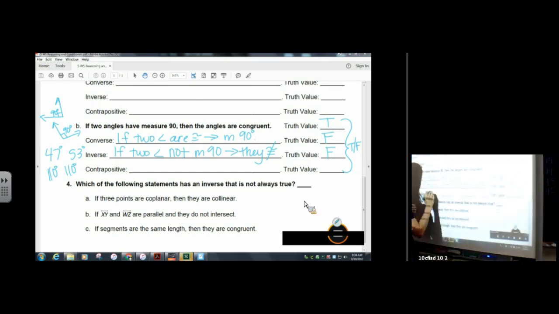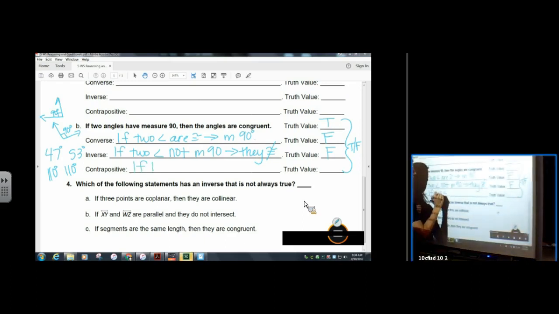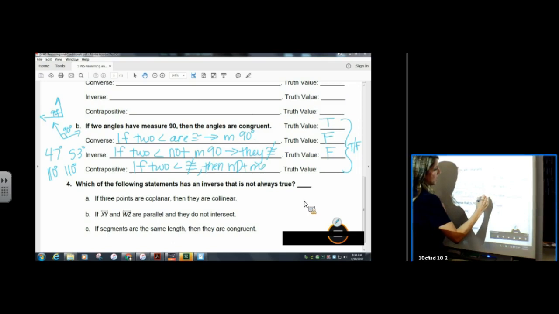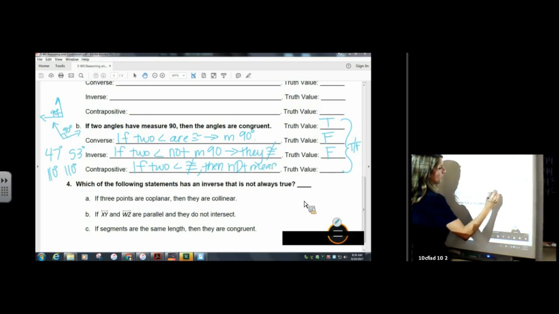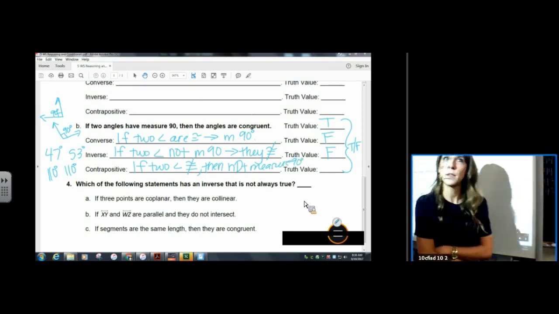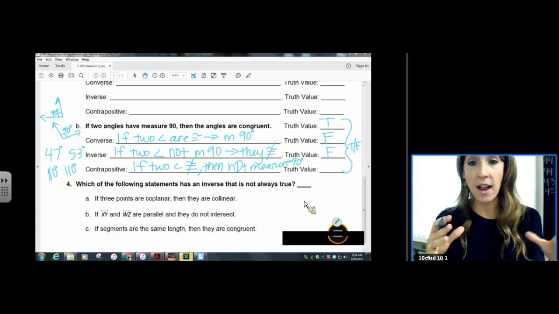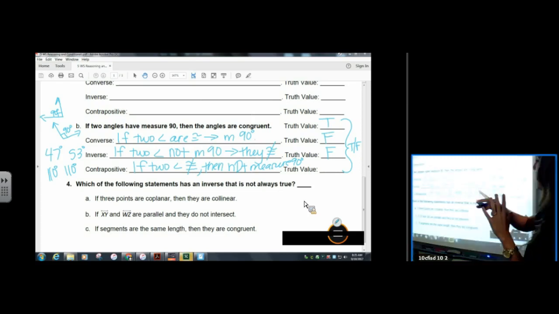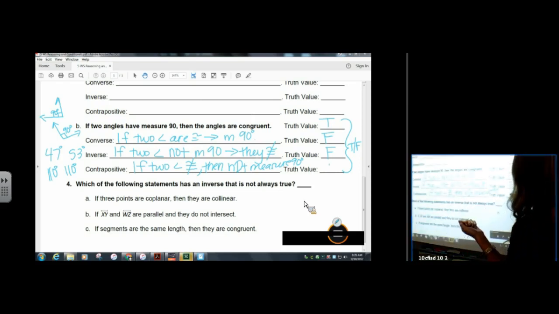Contrapositive. If 2 angles are not congruent, then they do not measure 90. Okay, so they're not congruent. They have to be different angles. Well, if they're different angles, then I agree with the conclusion. They can't both measure 90 if they're different angles. So this one I agree with. This one is true. I can't find a counterexample.